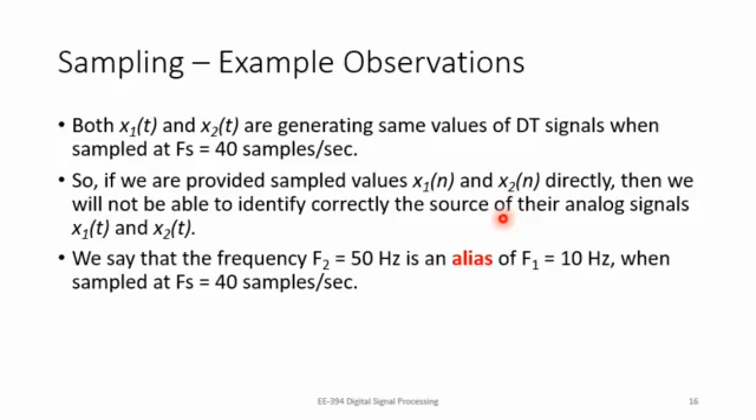This observation is called aliasing, and we say that the frequency 50 Hz is an alias of 10 Hz when it is sampled at 40 samples per second. One thing to note here is that the difference between the 50 Hz and a 10 Hz signal is also 40 Hz, which is also the fs in this case, which is 40. So I repeat that when such a scenario happens, we say that a 50 Hz signal is an alias of 10 Hz when it is sampled at 40 samples per second.